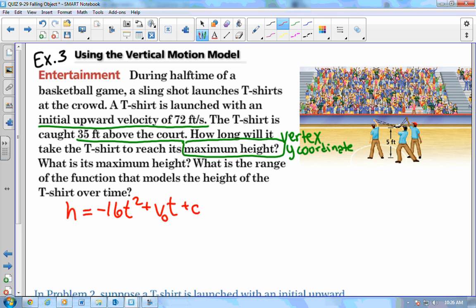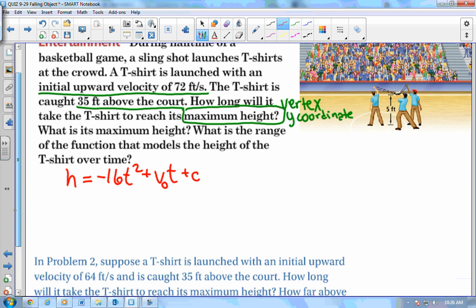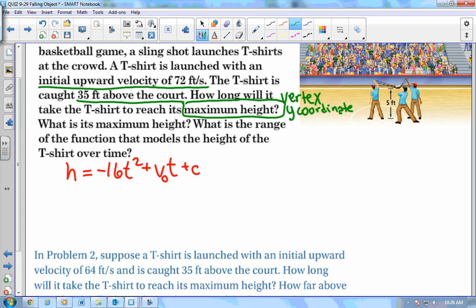At time T. So do we know V naught? Do we know the initial velocity? Yeah. 72 T plus, do we know the initial height? Or when it's caught? 35, there's your function. Okay, now go and find the maximum height, which is the y-coordinate of the vertex.